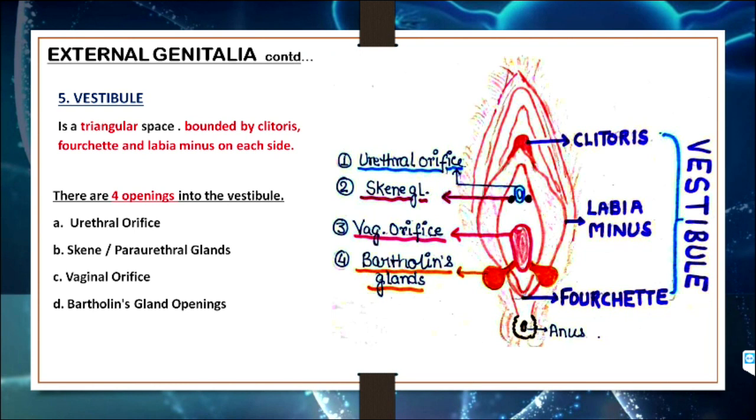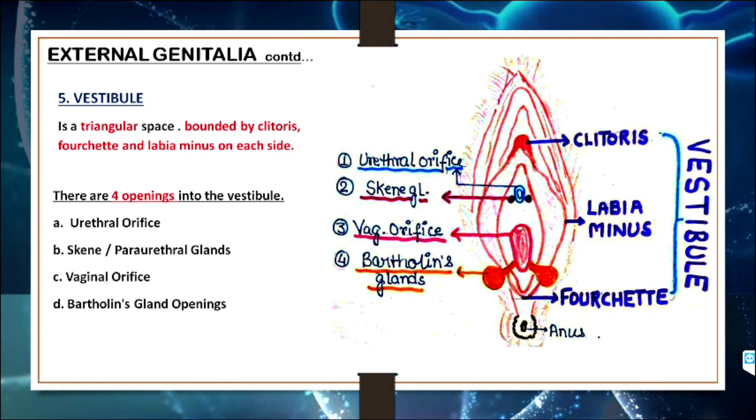So first is urethral orifice. As you can see, female has two main openings, urethral opening and the vaginal opening. From the urethra, urine is passed, and from the vagina, delivery of the baby occurs. But in male, there is a single opening through which the urine passes and also the sperms pass. So in the female, there are two openings.